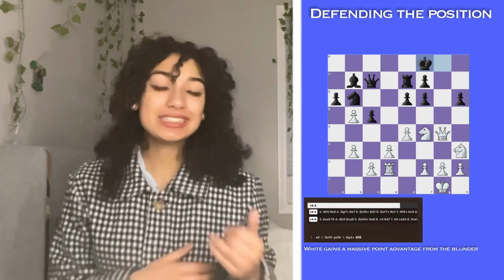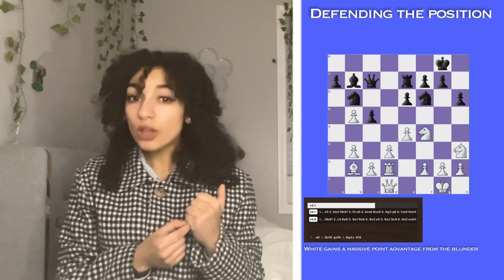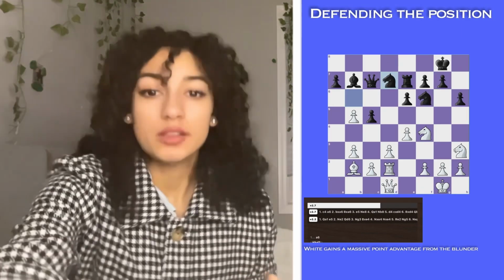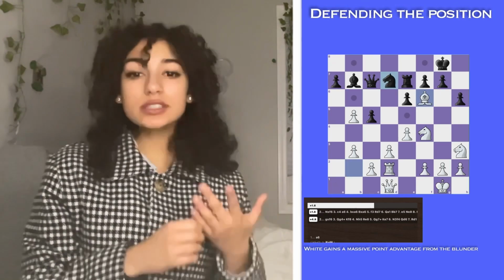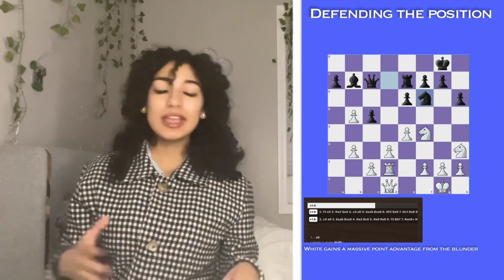So, instead of allowing this to happen, you want to defend this knight with your other knight to this square. So if the bishop takes your knight, you can simply take back and the pawns are still nice and intact. The queen can't come in. It's just much better.